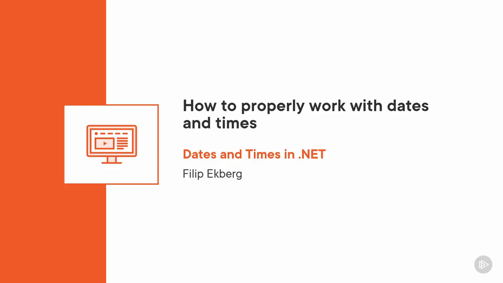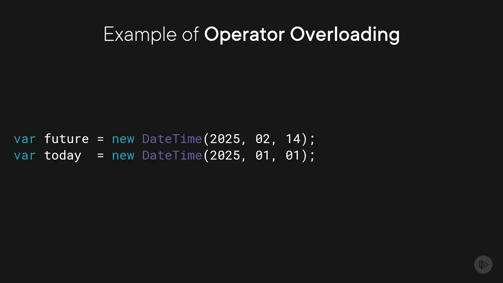You can learn how to properly work with dates and times in .NET in one of my other courses. These aren't numbers. In fact, it's two references to instances that represent a date and time. So what would subtracting one date from the other mean? Let's say that we want to figure out how many days there are between two dates.